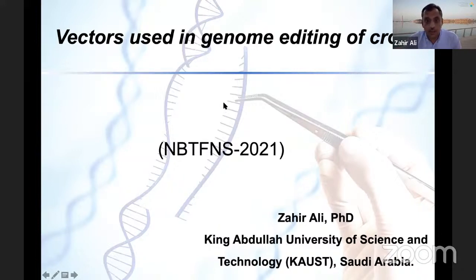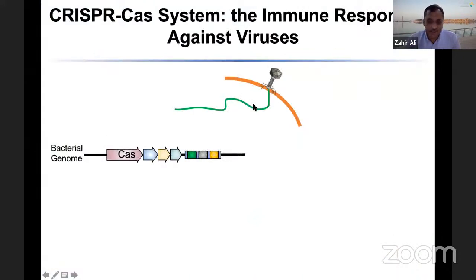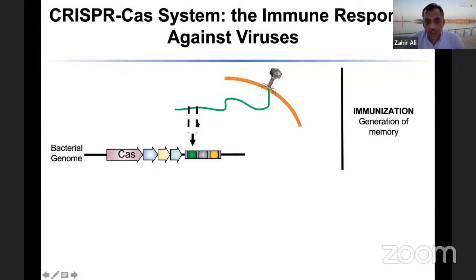Before that, as Dr. Imran already presented, I will just briefly introduce that the CRISPR-Cas system is basically the immune system of bacteria against viruses, and it's a memory system. When the virus attacks the bacterial cell, the genome of the virus enters into the bacterial cell. The bacteria keep a small piece of the virus with itself in the genome as a memory. This is called immunization. So if the bacteria have a small sequence from the virus genome as a spacer, it can give memory for the next attack.